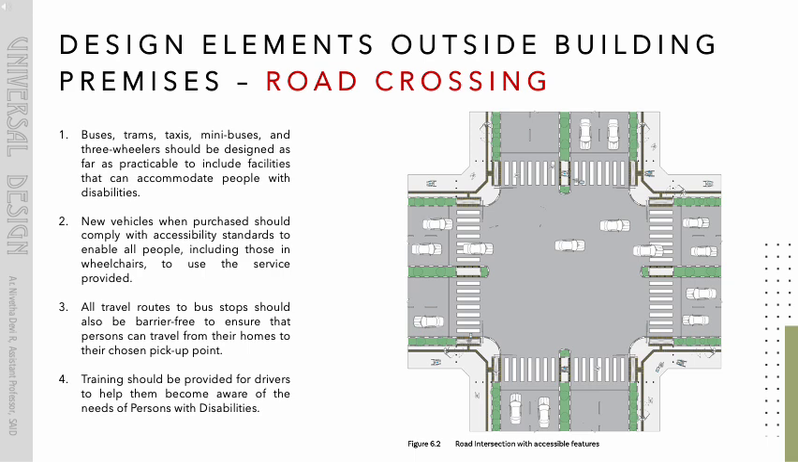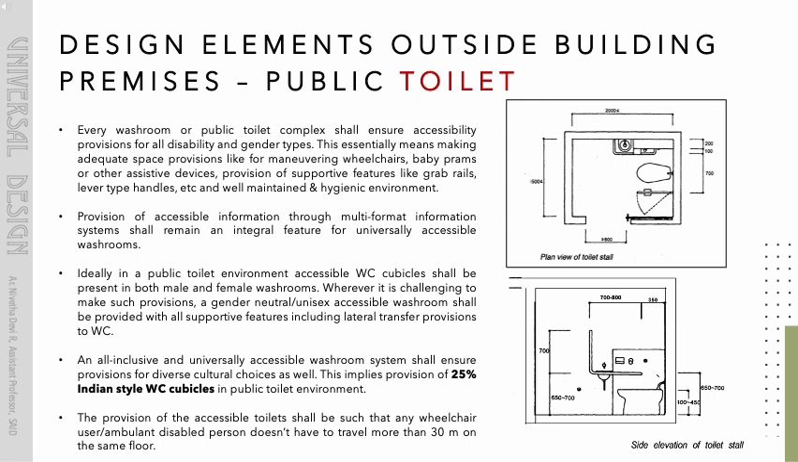Road crossing. Buses, trams, taxis, minibuses, and three-wheelers should be designed as far as practicable to include facilities that can accommodate people with disabilities. New vehicles when purchased should comply with accessibility standards to enable all people, including those in wheelchairs, to use the service provided. All travel routes to bus stops should also be barrier-free to ensure that persons can travel from their homes to their chosen pickup point. Training should be provided for drivers to help them become aware of the needs of persons with disabilities.